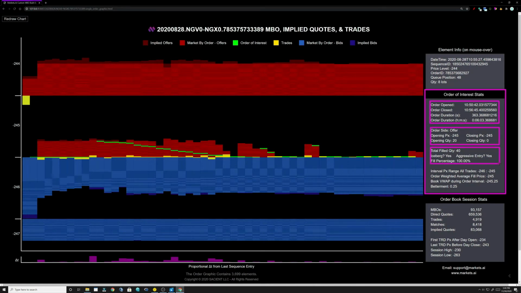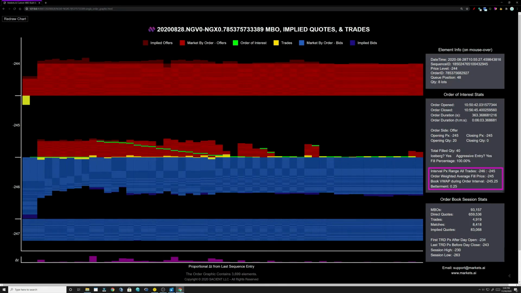It also had an aggressive entry. And it was completely filled because there was no refresh and deletion of any quantities at the end. That's how you can tell that. This is all built into the MarketsAI program library. This particular order traded between 246 and 245 for its lifetime, 6 minutes. And it had a VWAP of 245 for the order.